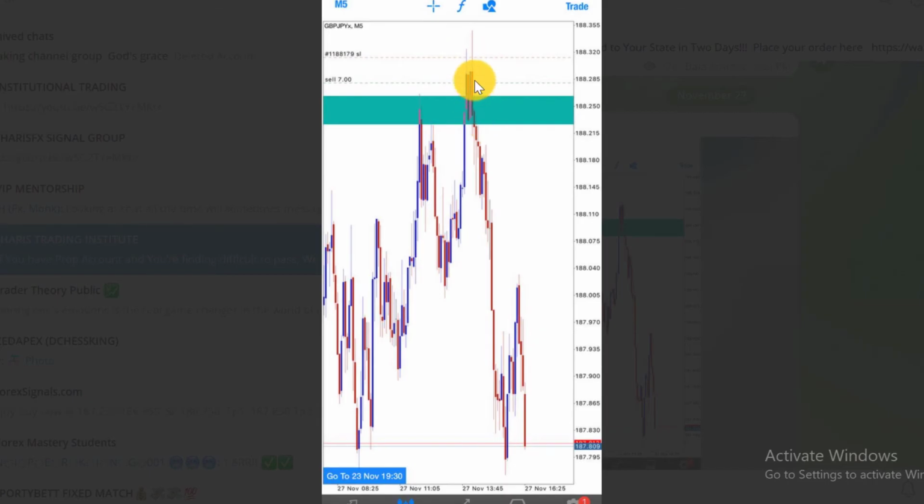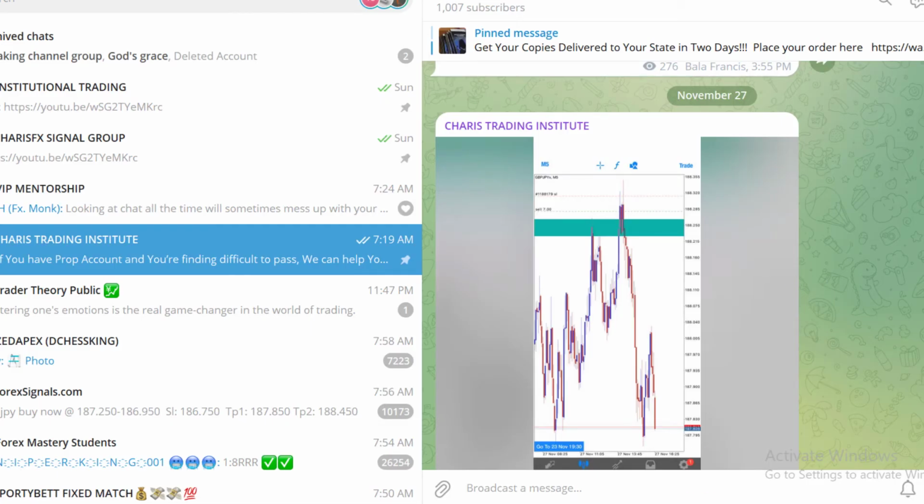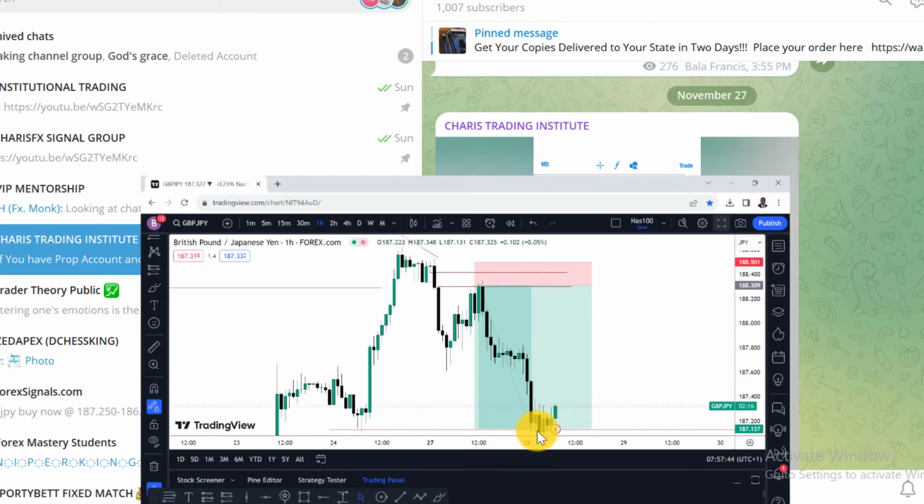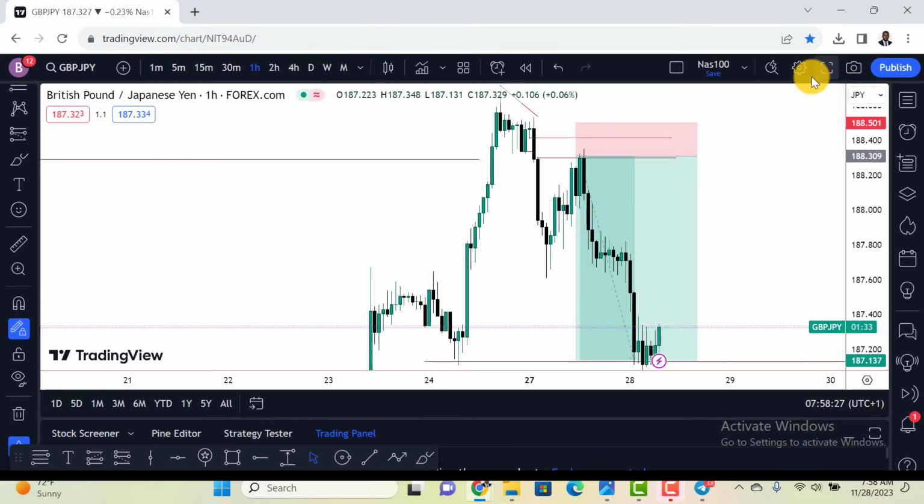I took the shot and immediately price starts to drop. I reduced SL, and this was the trade yesterday. Quite an amazing, straightforward trade. Okay, so what am I looking at today?